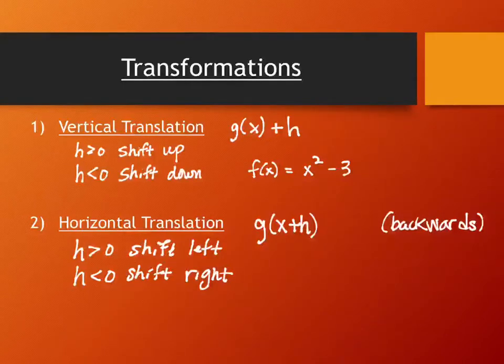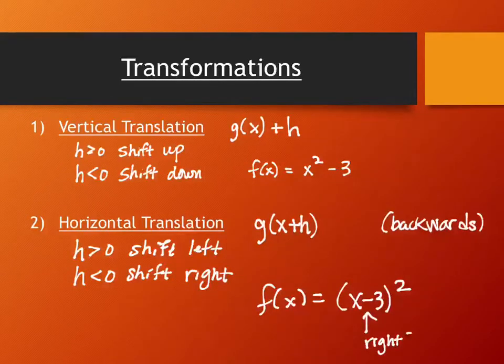And then anytime something's grouped inside with the variable x itself before it's being operated on, it would look something like this. Okay? So it's grouped inside of the squared, right? The squared happens to the grouping of x minus 2. This would actually move it to the right 3. So this moves right 3, while this one moves down 3.